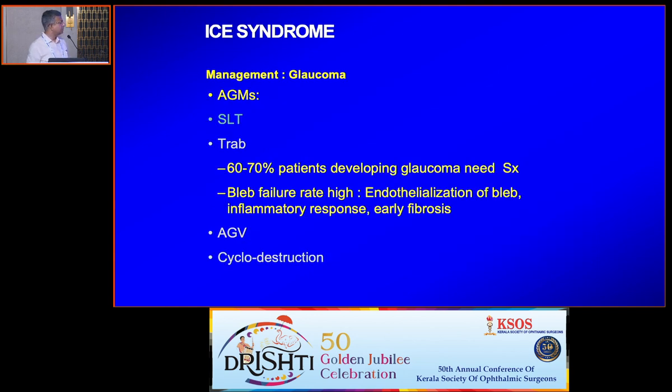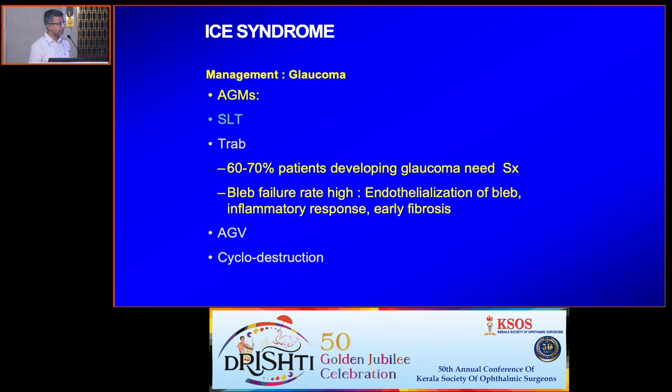In terms of management, you can use any glaucoma medication. SLT is not really a great idea because it's an angle closure. You're really not going to have much help. TRAB and AGV are the two things that we look at. There's really no role for minimally invasive surgery here.